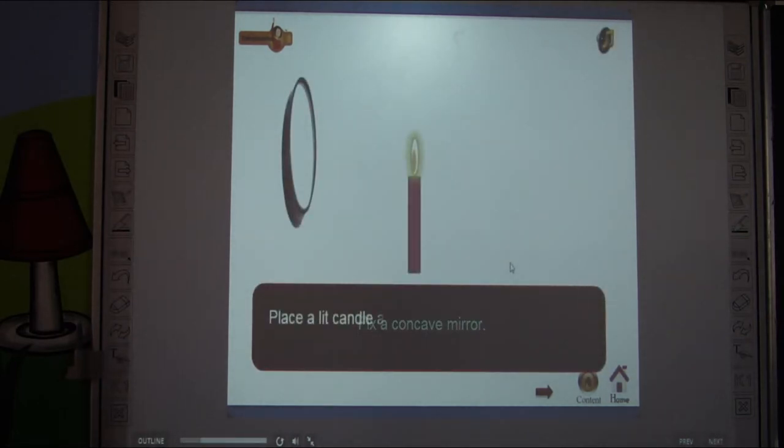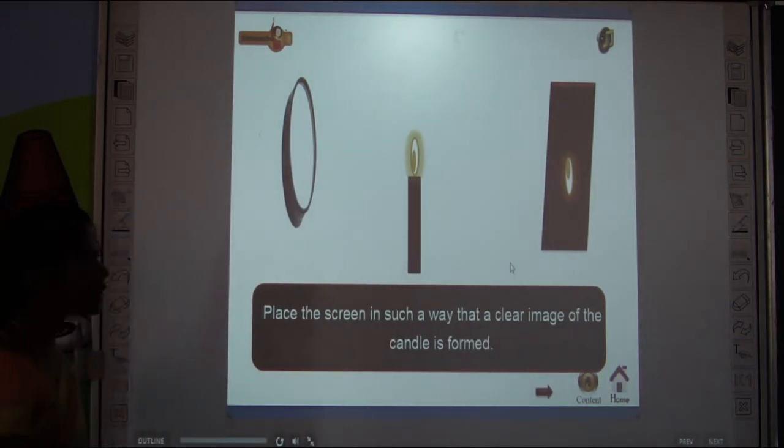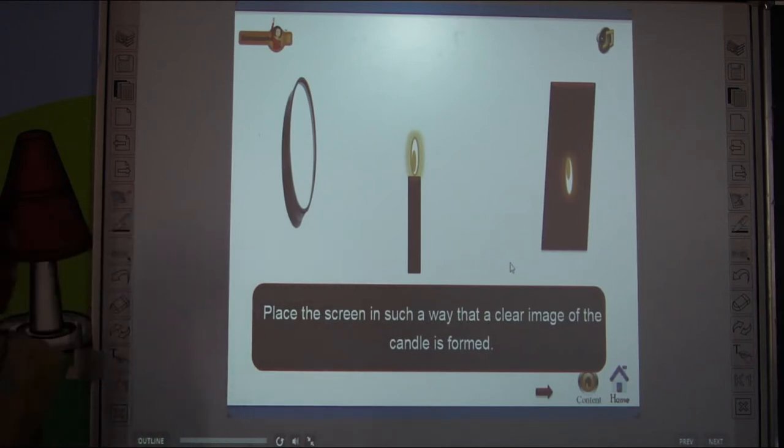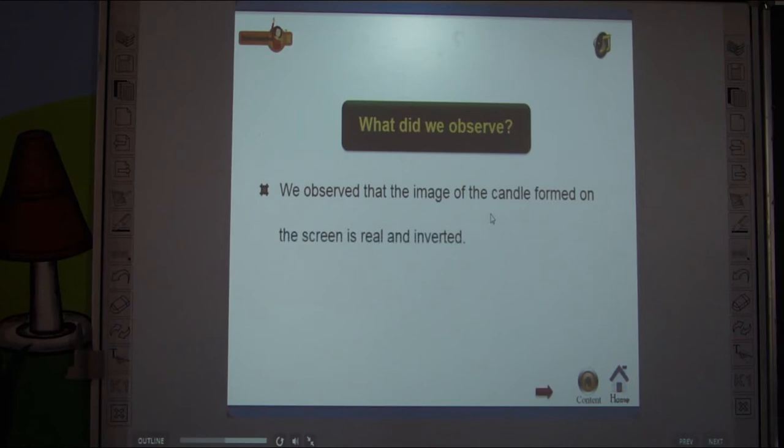Concave mirror. Place the lit candle at a distance of about 50 centimeters in front of the concave mirror. Place the screen in such a way that the clear image of the candle is formed. This is an image of the candle. How does it look? It is inverted. You can get the inverted image of the candle. And the next one, what did we observe? We observe that the image of the candle formed on the screen is real and inverted.